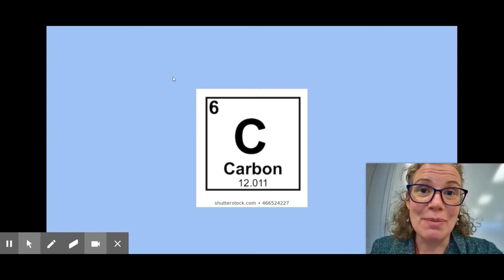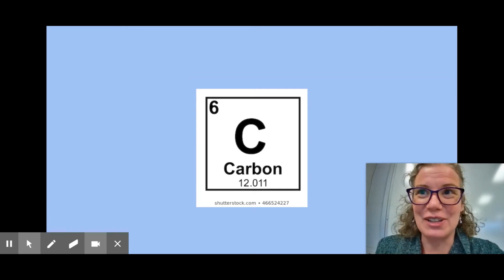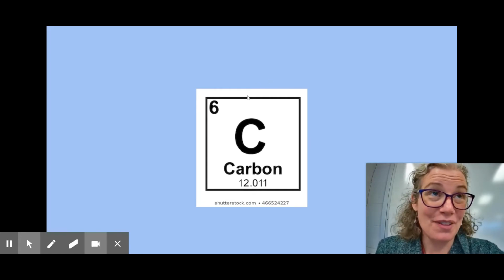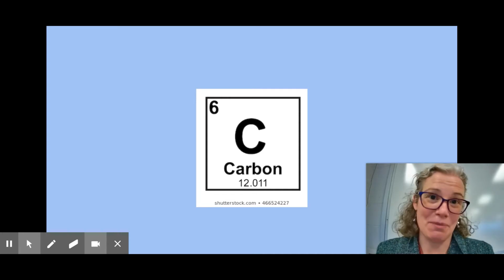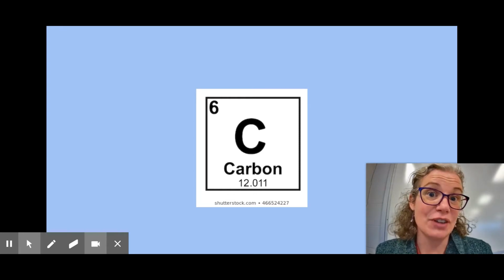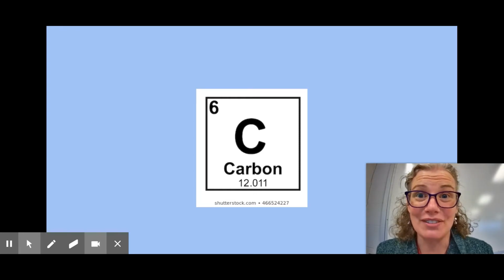We're going to start today talking about my very favorite element. Carbon is my favorite element. It's because that's what all my students are made from. In fact, all living things are made mostly from carbon. There's a whole branch of science dedicated just to the study of carbon. It's that important of an element.